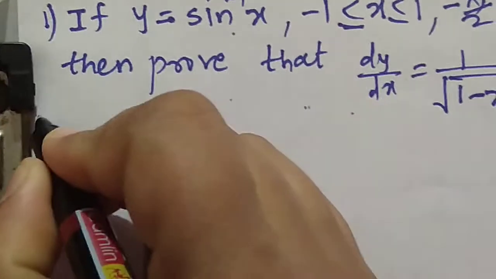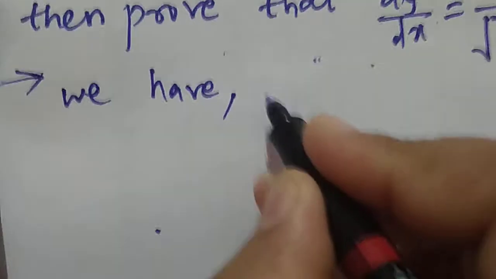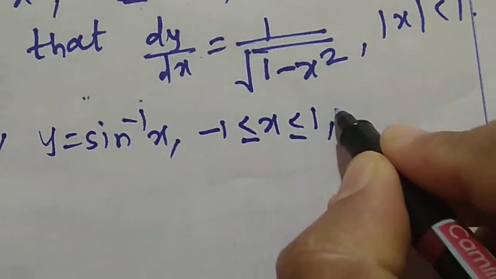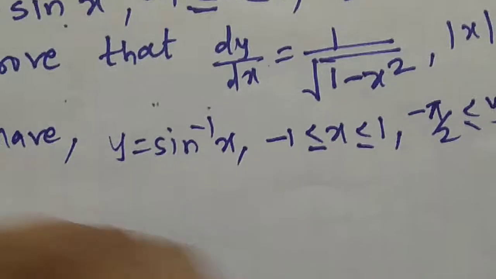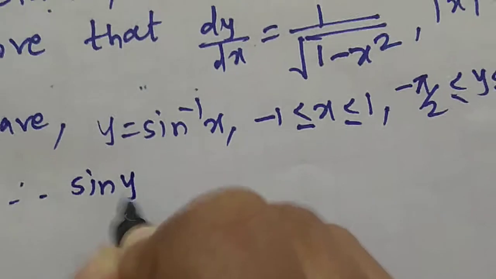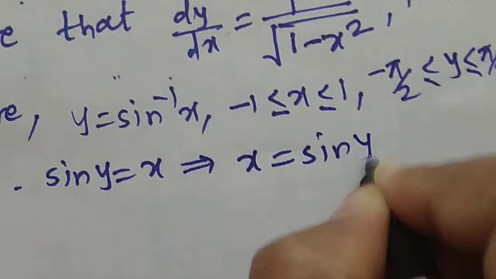So we have y is equal to sine inverse of x, with -1 less than or equal to x less than or equal to 1, and minus pi by 2 less than or equal to y less than or equal to pi by 2. Therefore sin y is equal to x, that is, we can say that x is equal to sine of y.